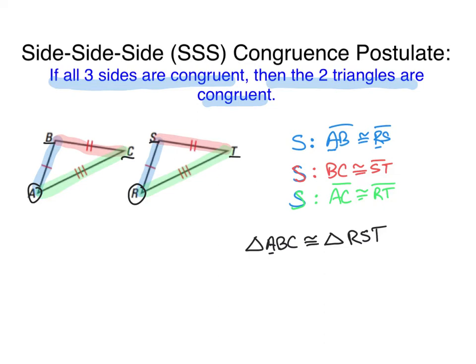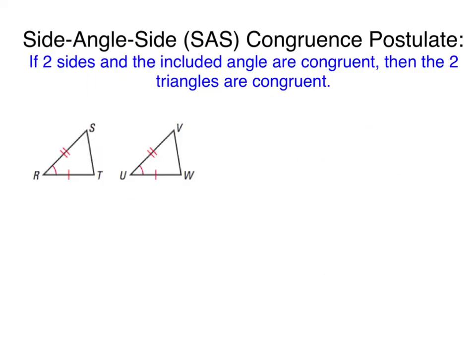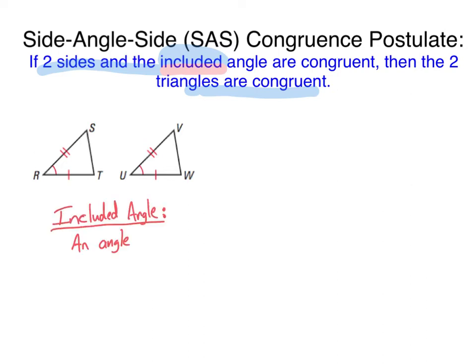side congruence postulate. The next one today is called side angle side, okay, and that's if 2 sides and an included angle, included is the big word right there, are congruent, then the 2 triangles are congruent. So first off, let's take the word included, okay? So what is an included angle? That is going to be an angle that is between 2 congruent sides.